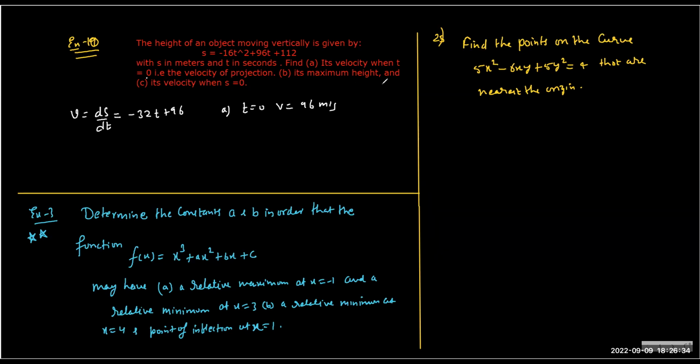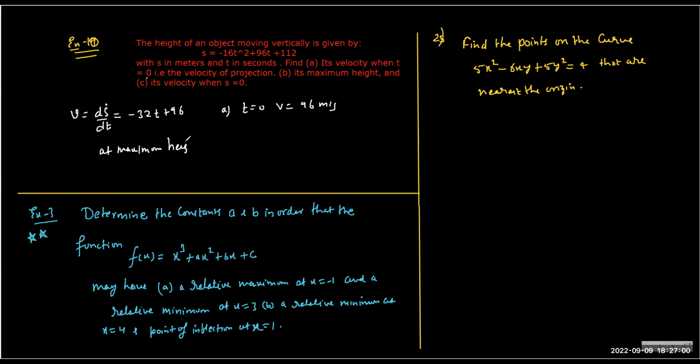Now the maximum height. The maximum height will be when the first derivative is 0. We want to maximize s. So at maximum height, what happens? The body will stop also. Common sense: if you throw something vertically up, what happens at maximum height? It will come to rest, isn't it?